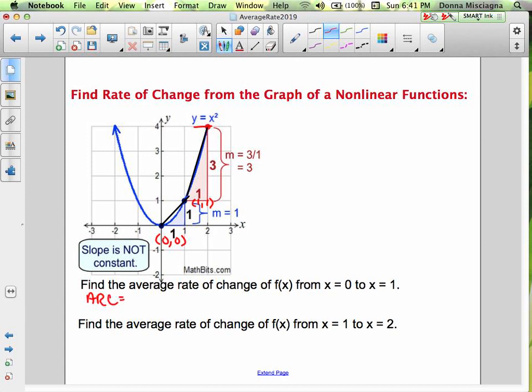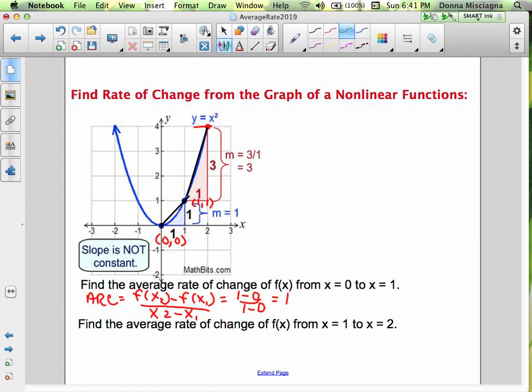The average rate of change is the difference in the y coordinates, so it's the value of the function. f of x2 minus f of x1 is the change in y, divided by x2 minus x1. The difference in the y values would be 1 minus 0. The difference in the x values would also be 1 minus 0. So the average rate of change here is 1.